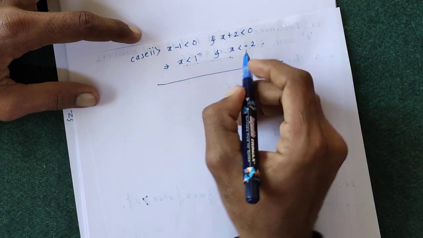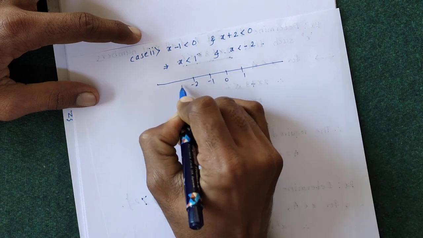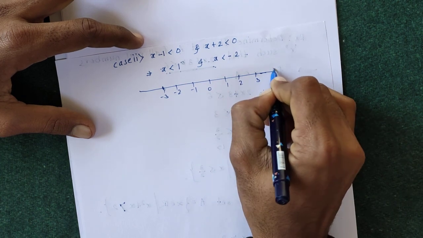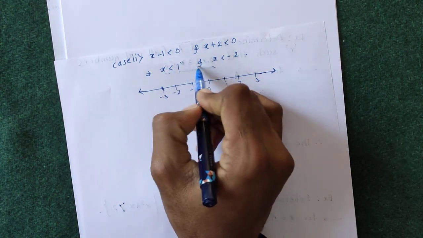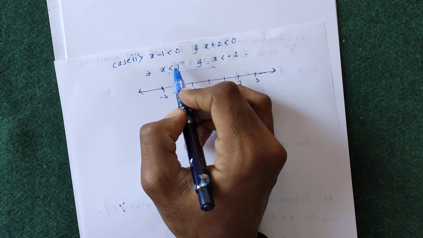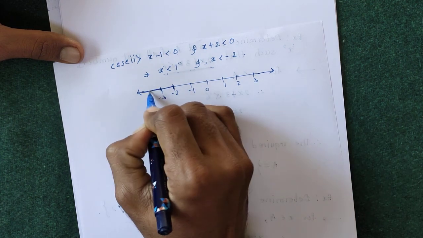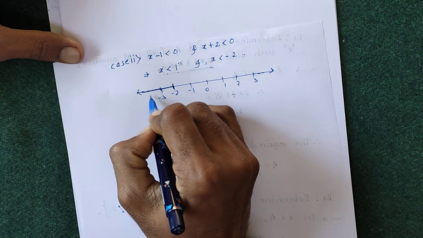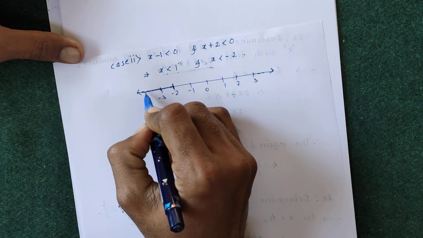Now we need the numbers which, suppose this is 1, 0, minus 1, minus 2, minus 3, suppose this is 2, 3 and this whole real line, we need the real numbers which satisfy these two conditions. Here 'and' means we need the values of x which are less than 1 as well as less than minus 2. The numbers less than minus 2 are the numbers on the left hand side of minus 2: minus 2.5, minus 3, minus 3.5, minus 4. All of these are less than minus 2. Minus 3 is less than minus 2.